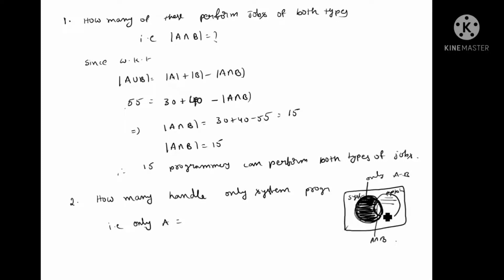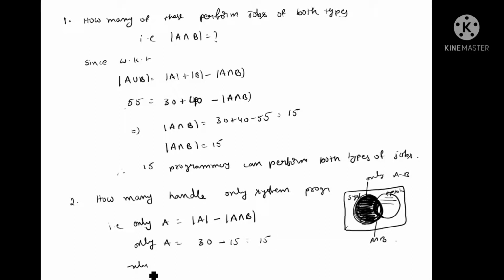This is A. From A, subtract A intersection B. We get this one. So that is mod A minus mod A intersection B. From the set A, subtract A intersection B, and we get only A. So only A equals, what is mod A? 30. What is mod A intersection B? 15. So we get 15.